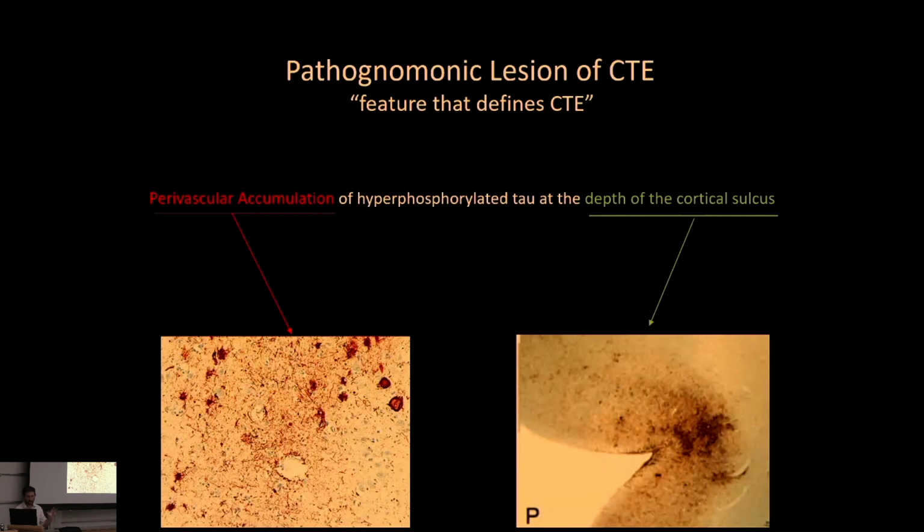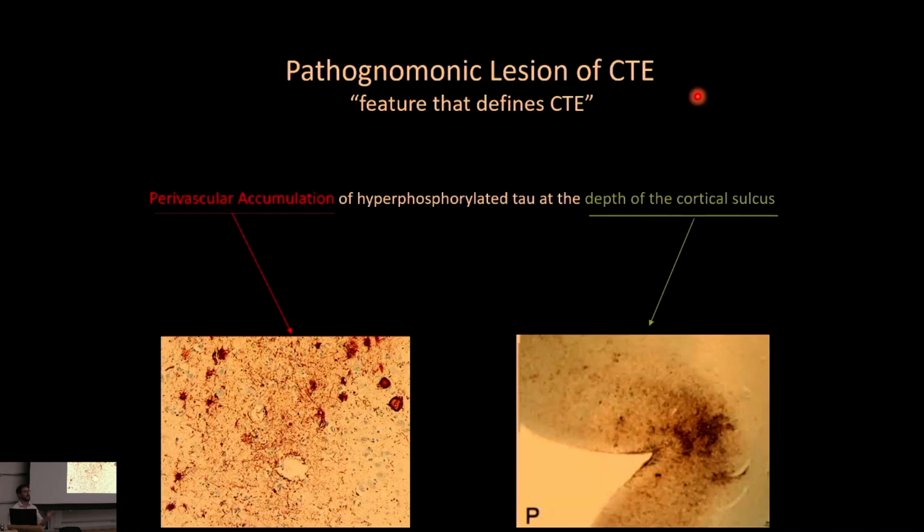I'll just say it once without breaking it down. It's the perivascular accumulation of hyperphosphorylated tau at the depth of the cortical sulcus. It's a lot of terms there. Breaking it down, it's a lot simpler than that. Perivascular accumulation, it's around blood vessels. That's all that is. Hyperphosphorylated tau, we talked about what it is. At the depth of the cortical sulcus. Your brain has the peaks and valleys in it. You've seen the folds. At the bottom of those folds is your sulcus. So what that is, perivascular accumulation of hyperphosphorylated tau at the depth of the cortical sulcus. Tau is around blood vessels at the bottom of the folds.